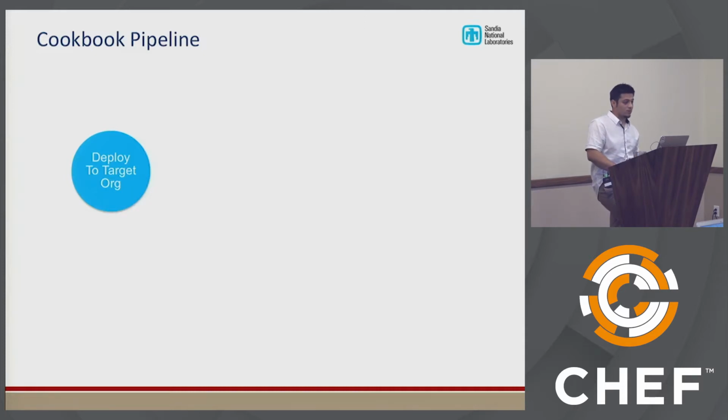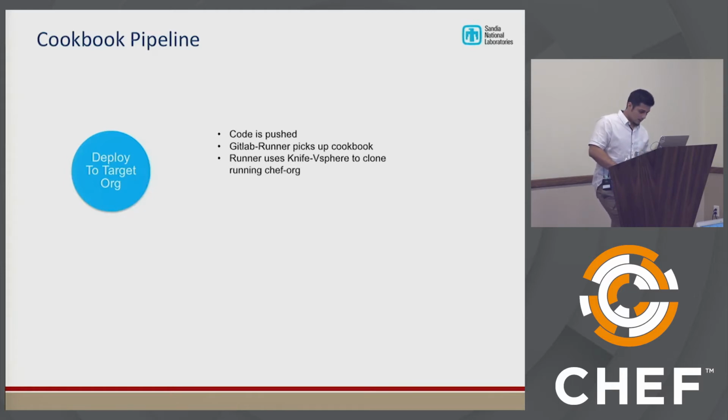First, we want to deploy to our target organization. So whenever a cookbook is pushed, the GitLab Runner will pick it up, and it uses Knife vSphere to clone the Chef org that I have sitting in our data center. I'm not sure how many people have used the Knife vSphere plugin before. Basically, it uses the vSphere API in the background to control your data center, which means it's super easily scriptable if you're using Jenkins or something, which is very nice. So I could control a whole data center, which is probably not what I should be doing, but I am.